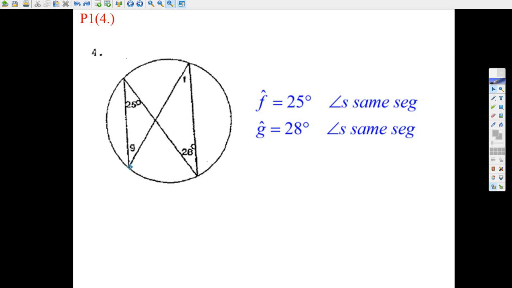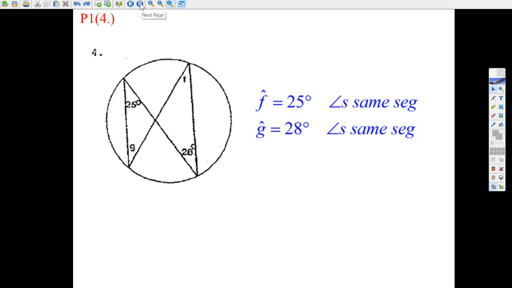That's it. And then G and 28 degrees, look, they both open up. See how they subtend? They open up. That's what the word subtend means. They open up to the same chord or the same segment of the circle. So that's why G must equal 28 degrees. And that's it. Angles in the same segment.